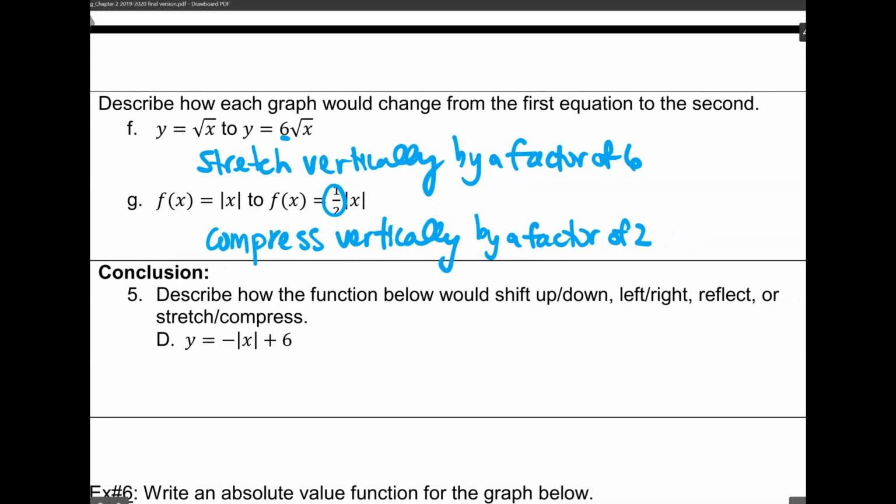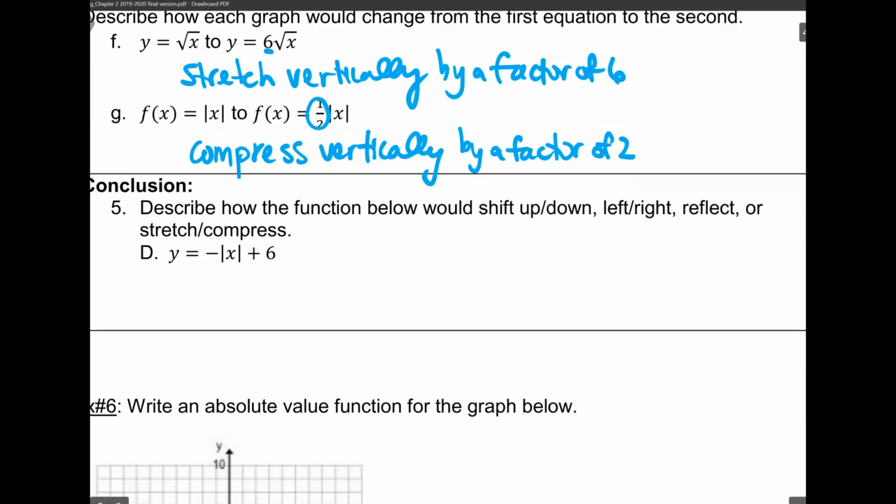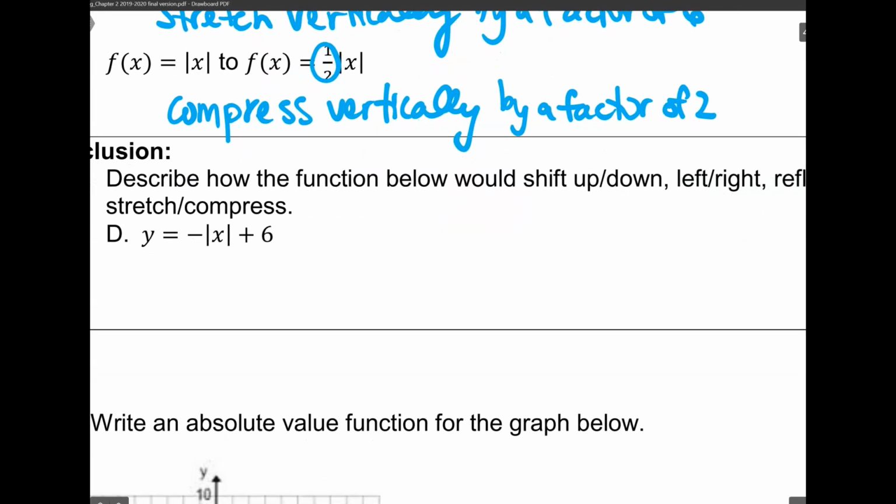All right, in conclusion, putting it all together, describe how the function would shift up, down, left, right, reflect, and stretch or compress. So putting it all together. y equals negative absolute value of x plus 6. What do you think, Ashton? It would be the weird thing because it's negative, so it'd go like down. So the negative here reflects it. Yep, reflection.